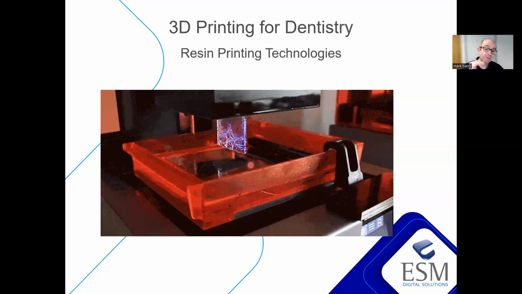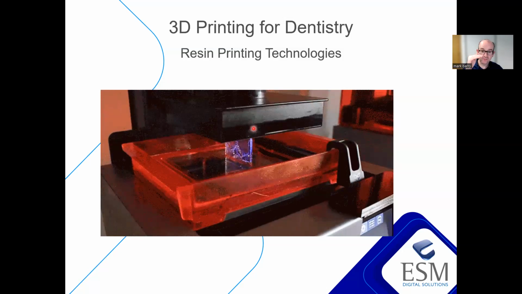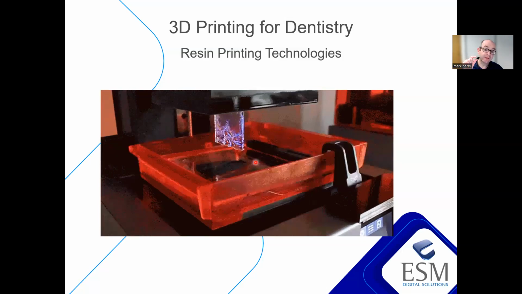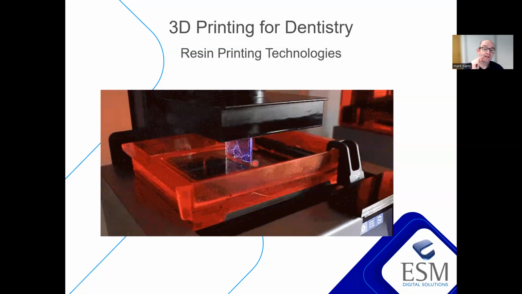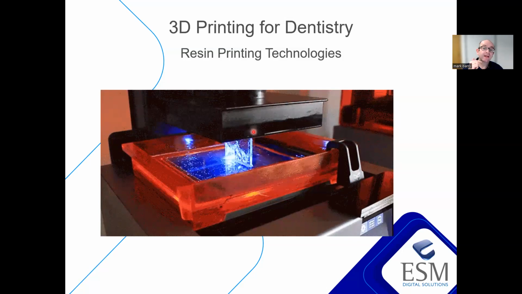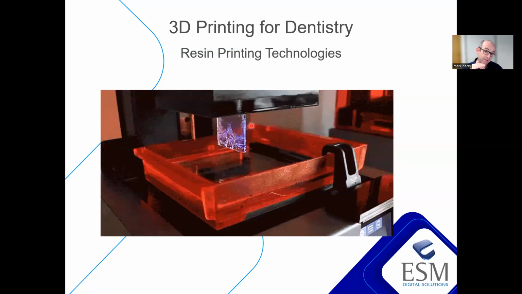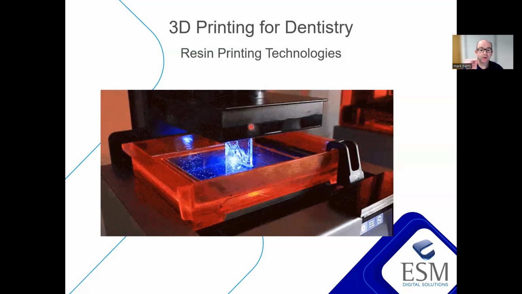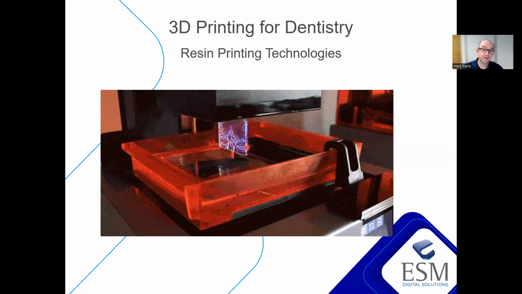So what happens is it's incremental. Initially that build platform comes right down to about, let's say, 0.1 millimeter from the bottom of the tank. The laser draws out the pattern, cures the resin, and that first layer sticks to the build platform. The build platform moves up a little bit, fresh resin underneath, the laser does its work again and cures another layer.